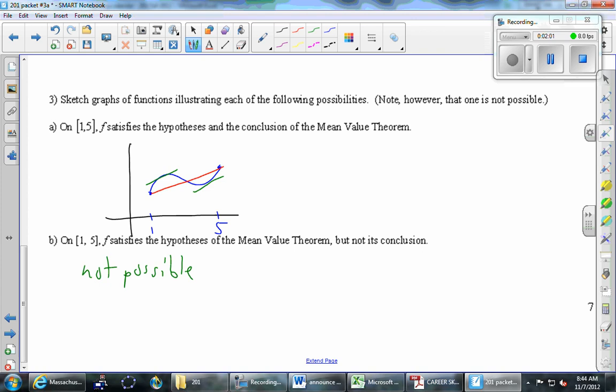The conclusion is there's some tangent line parallel to the secant line. The conclusion was written in real fancy symbols with all this gobbledygook, but we translated that into what it really means in terms of the picture. This is the conclusion.